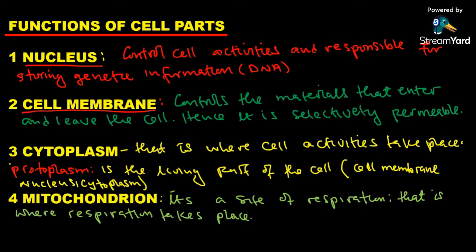Then now let us go to the cell membrane. The cell membrane is the outer part of the cell, the animal cell, and also it is found in what? In a plant cell. Now, what is the function? So the cell membrane controls the material that enters and leaves the cell. That is very important. It controls the material that enters and leaves the cell.